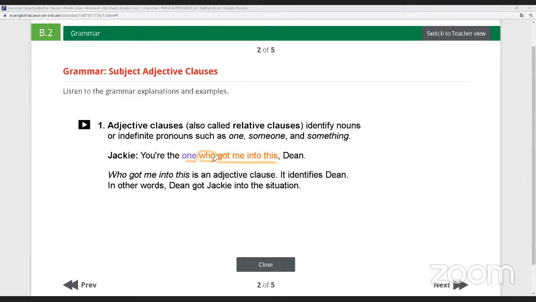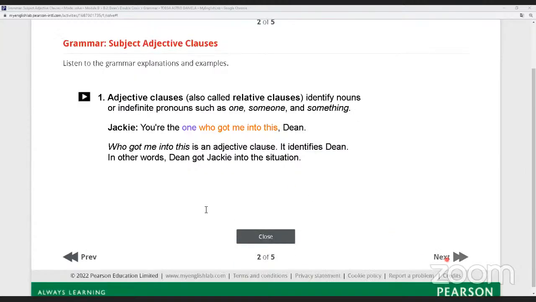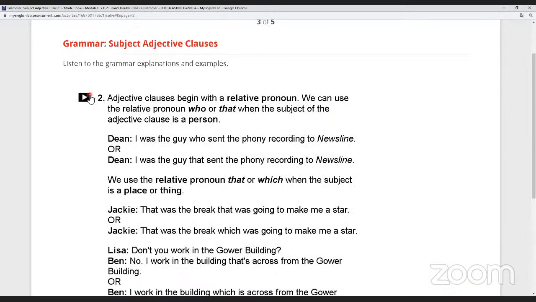Who got me into this? Okay. So that will be everything about point number one. I don't know if you have any question. No, teacher. Okay, thank you. So let's continue with point number two.